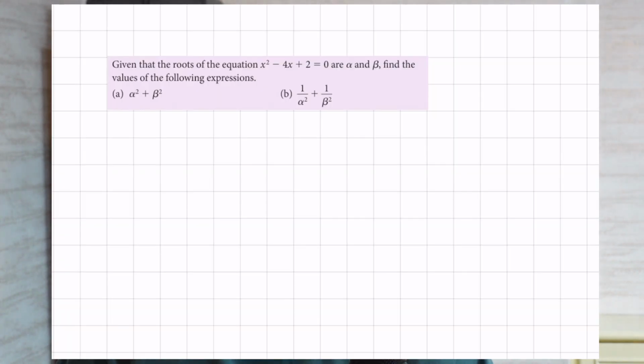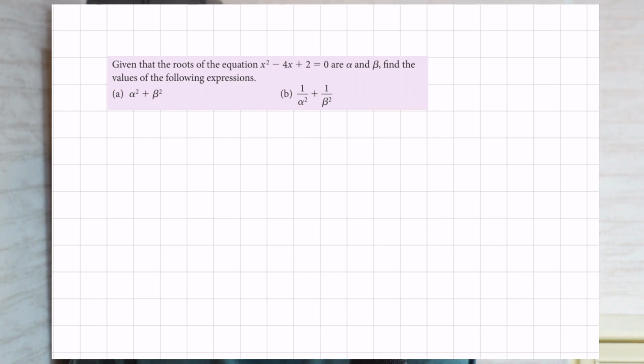For the final question of our lesson today, I would say it looks a little bit similar to the one we just did. So why don't we just dive right into this question. Given that the roots of the equation x squared minus 4x plus 2 equals 0 are alpha and beta, find the values of the following expressions. So for part A, we have alpha squared plus beta squared.